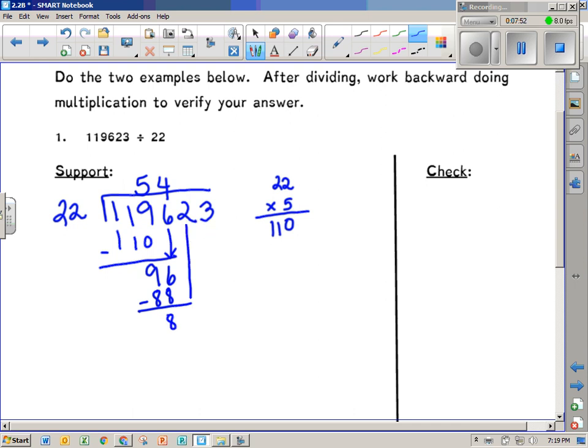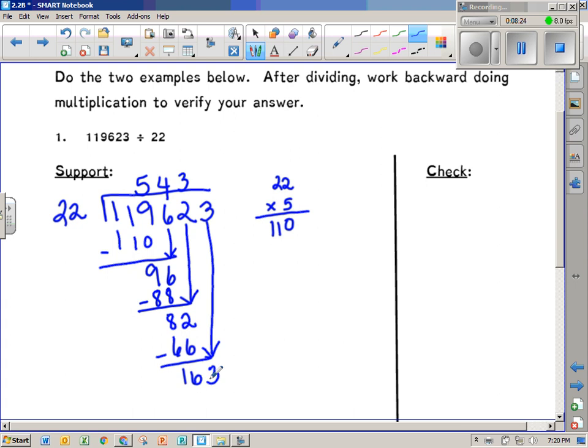Bring down my 2. I know it won't go 4 times because 4 times 22 was 88, so it's going to be just smaller than that. 3, that's 66. Subtract, and I get 16. Bring down one last time. Notice how we're lining everything up.